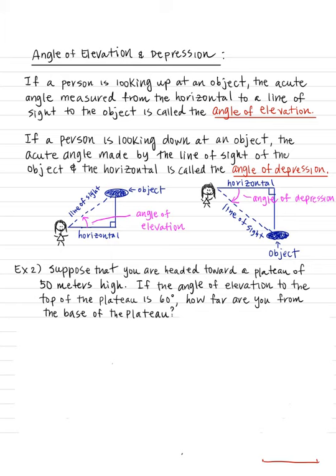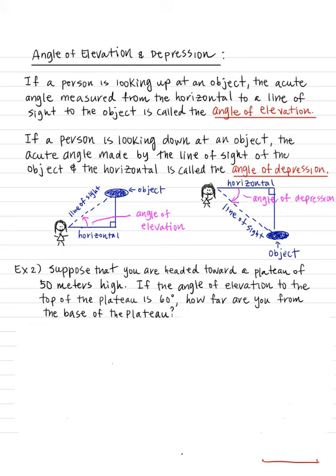But anyways, let's do some examples, and let's call this one example 2. Suppose that you are headed towards a plateau that is 50 meters high. If the angle of elevation to the top of the plateau is 60 degrees, how far are you from the base of the plateau? It always helps me to draw out the picture of the situation.